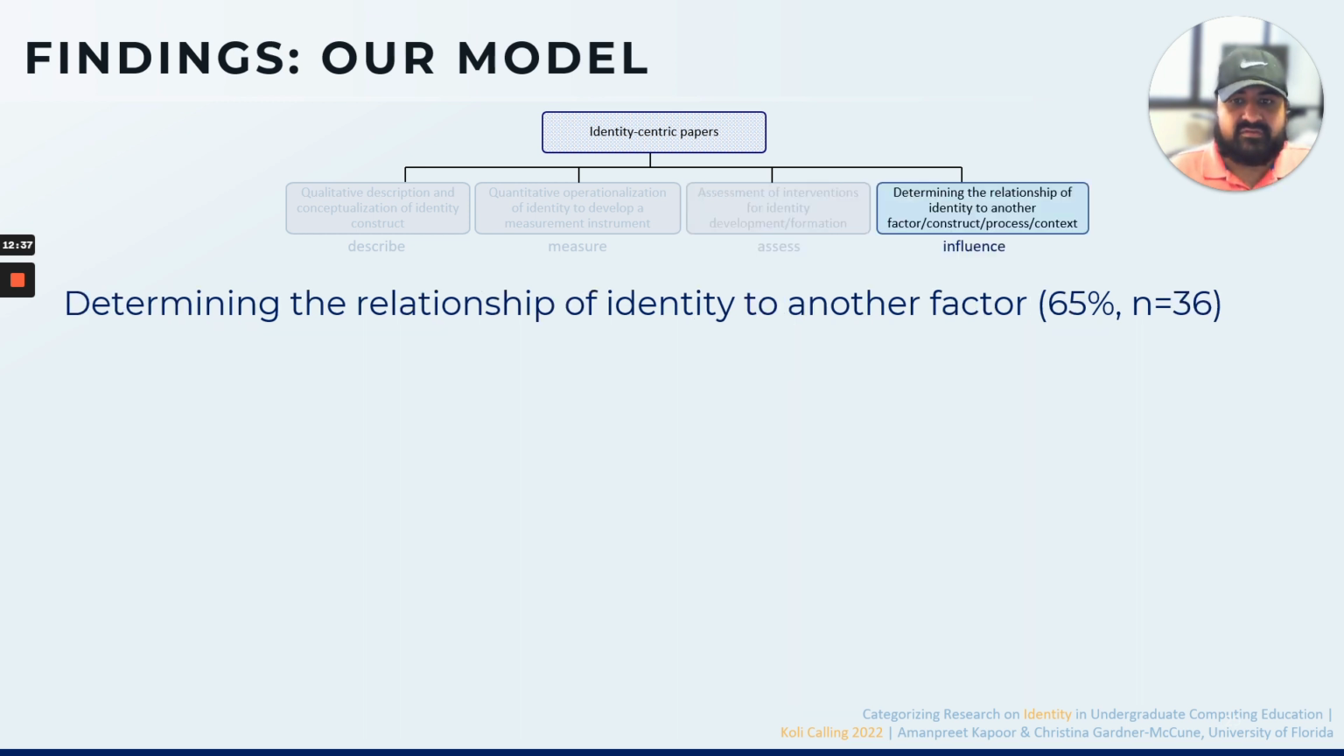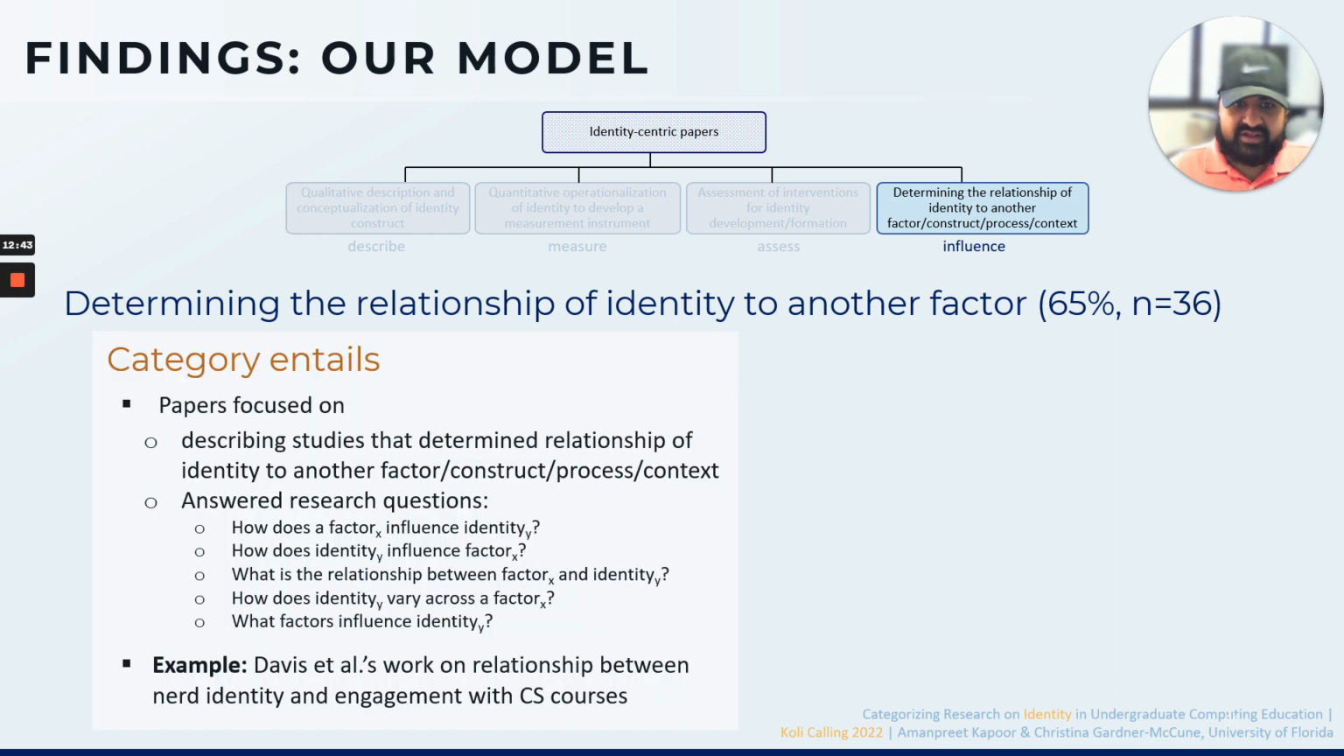Lastly, the last category in this theme was determining the relationship of identity to another factor. In this category, papers focused on describing studies that determine the relationship of identity to another factor, construct, process, or context. These papers usually would have research questions of the form: how does factor X influence identity Y, or identity Y influence factor X?